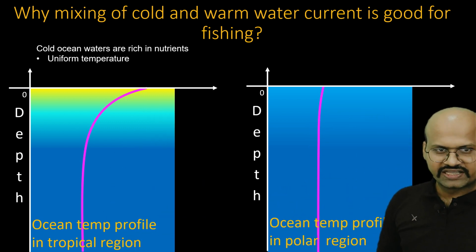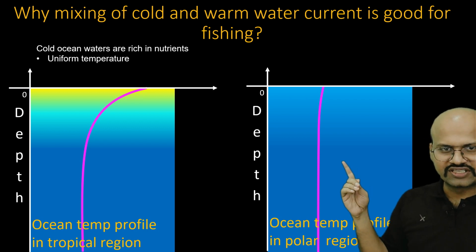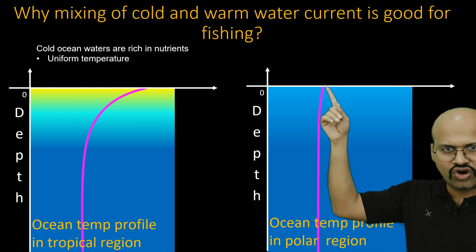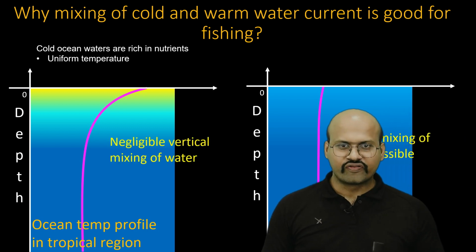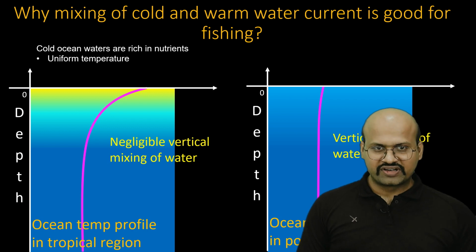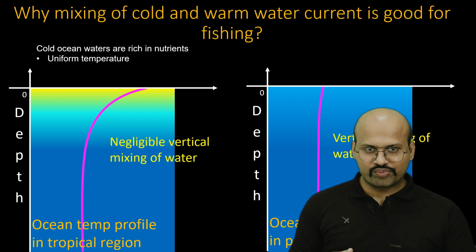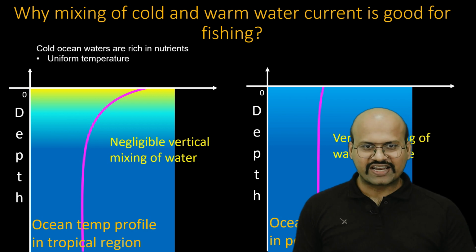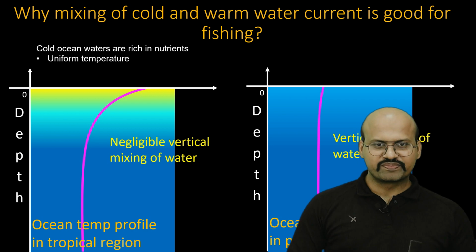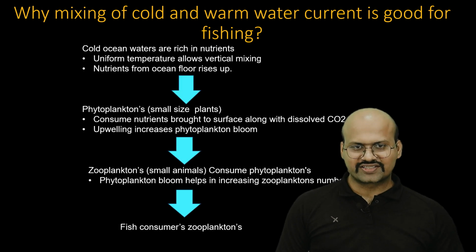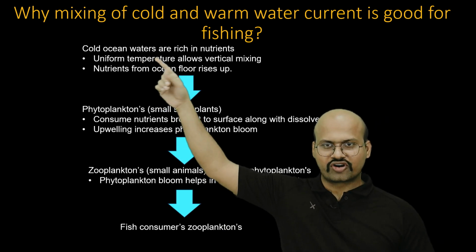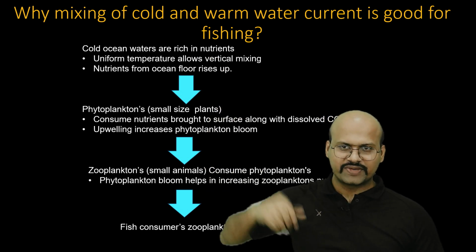But if we see the temperature profile of cold seas in the polar regions, we will see that it is almost constant. And therefore, vertical mixing of water is possible. And we know that the nutrients are mostly collected at the bottom of the sea because all the marine organisms die and decompose on the ocean floor. So because of this mixing in polar seas, we see that there is more supply of nutrients in the surface currents. So we have already discussed this, that the cold ocean waters are rich in nutrients because of vertical mixing.